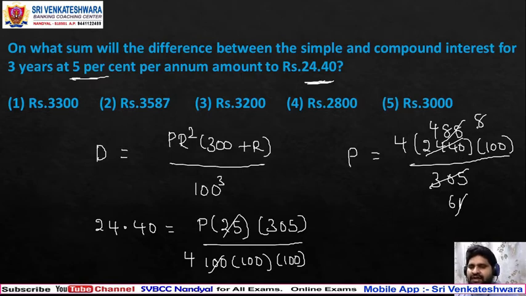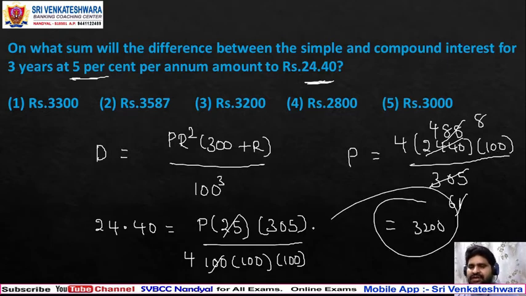So finally what I am left with here, I got 8, here 100, here 4. So 4 eights are 32, 32 into 100, I'll get 3200. Simply that is the value. So this is the formula. D is equal to P R square into (300 plus R) by 100 cube, where D is 24.40 and P I have to find out, and R is nothing but 5. If I substitute that value, finally I got P is 3200.